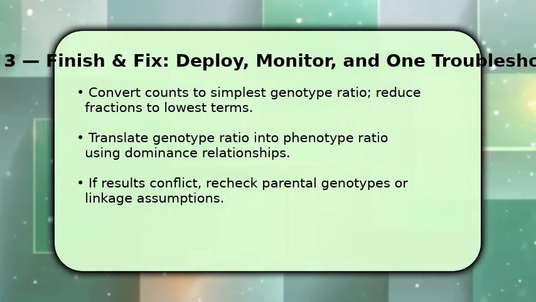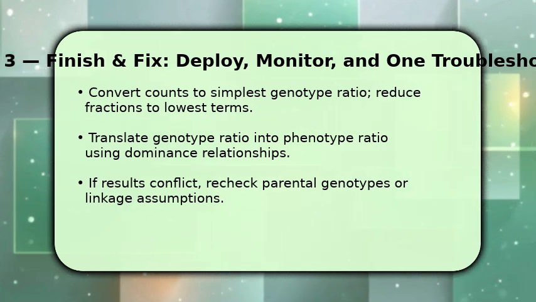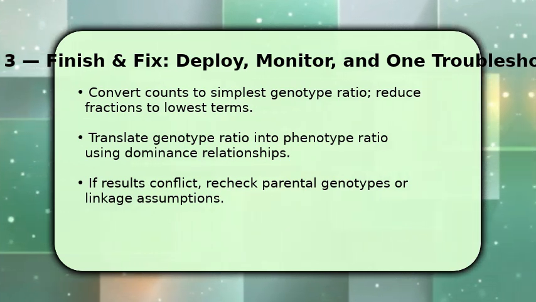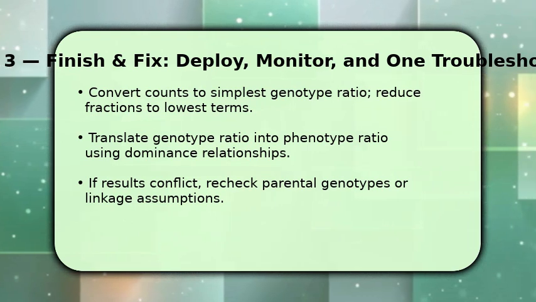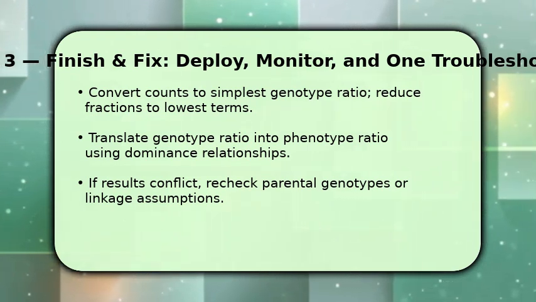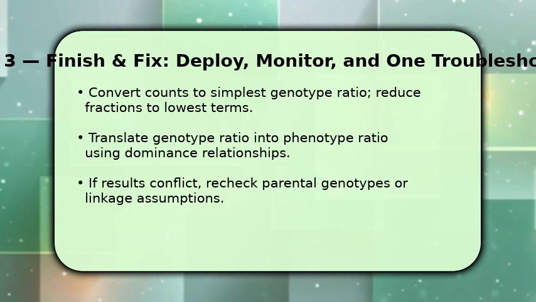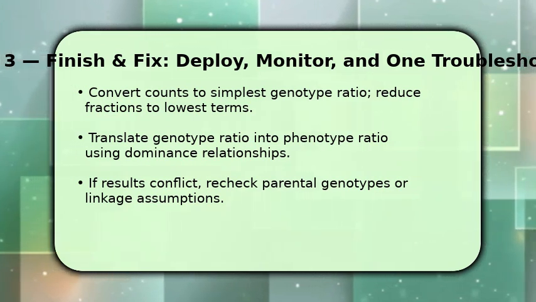Add counts for identical genotypes, then reduce to simplest terms for the genotype ratio. Next, combine genotypes that produce the same appearance to produce the phenotype ratio. Express it as numbers, for example, 3:1 or 1:1.